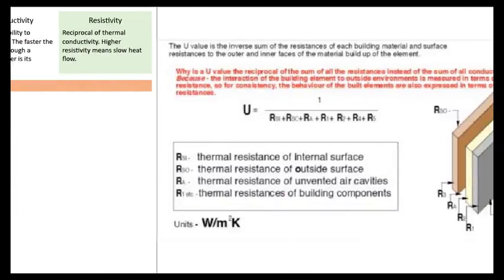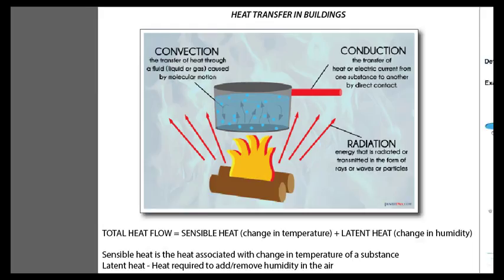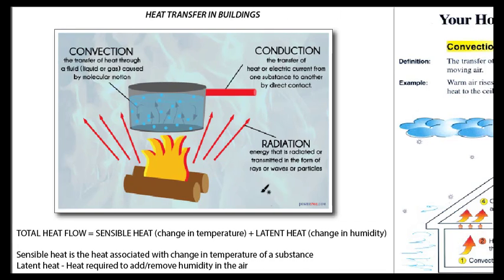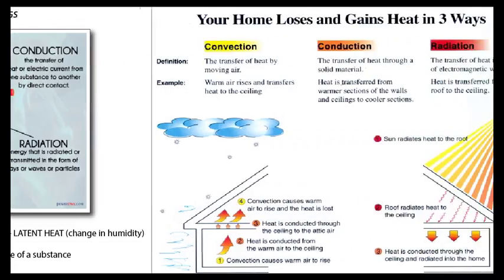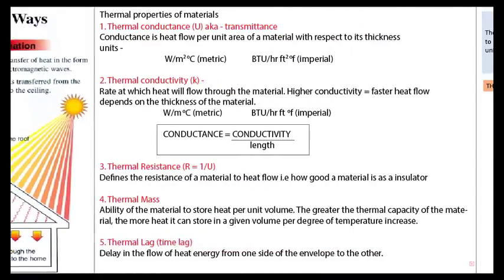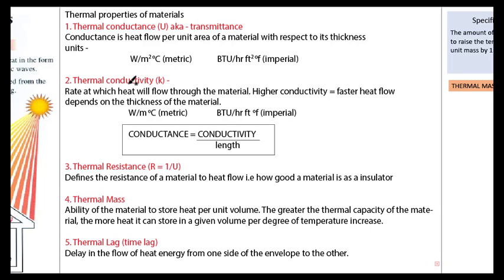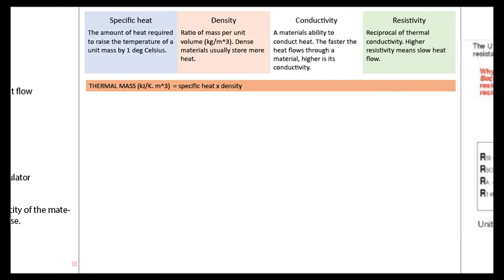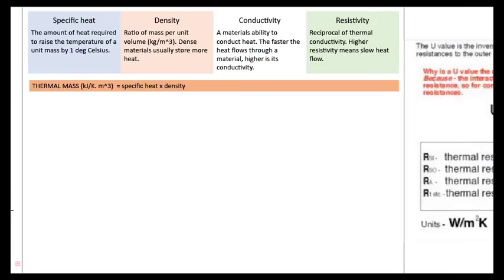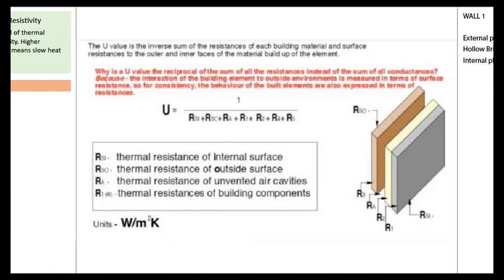So what we saw in this session was how heat transfer takes place in buildings, that is conduction, convection and radiation. Then we saw basic terms: conductance, conductivity, resistivity, resistance, mass and thermal lag. Then we saw the difference between various terms. Then we saw that we cannot add or subtract U values, we can add and subtract only R values.